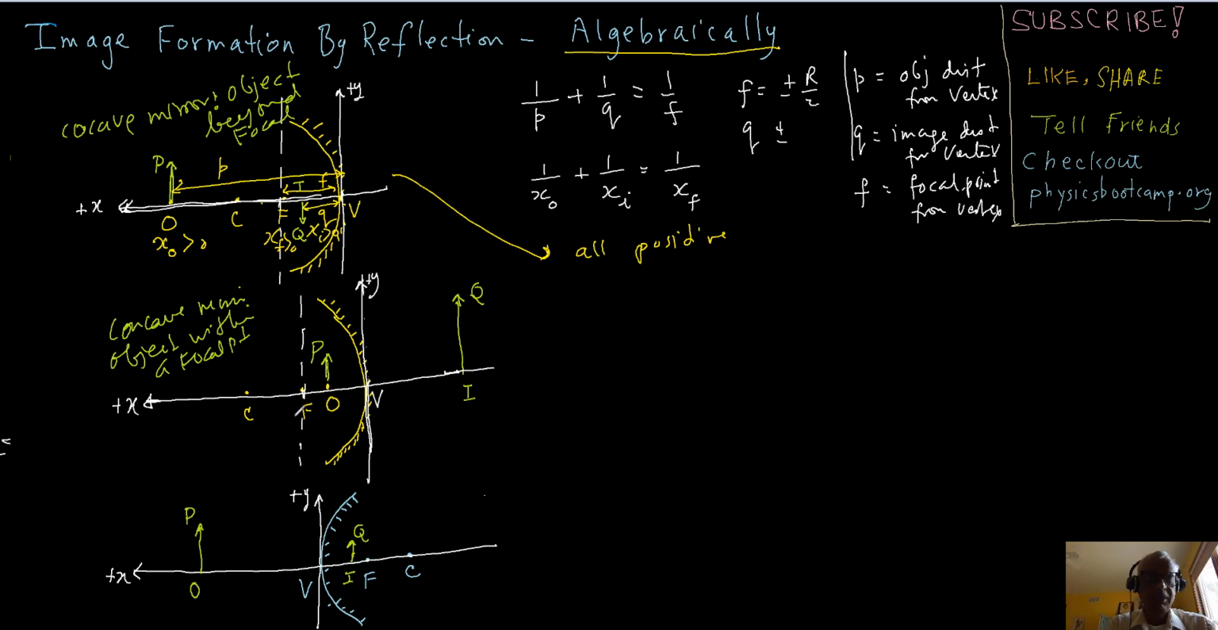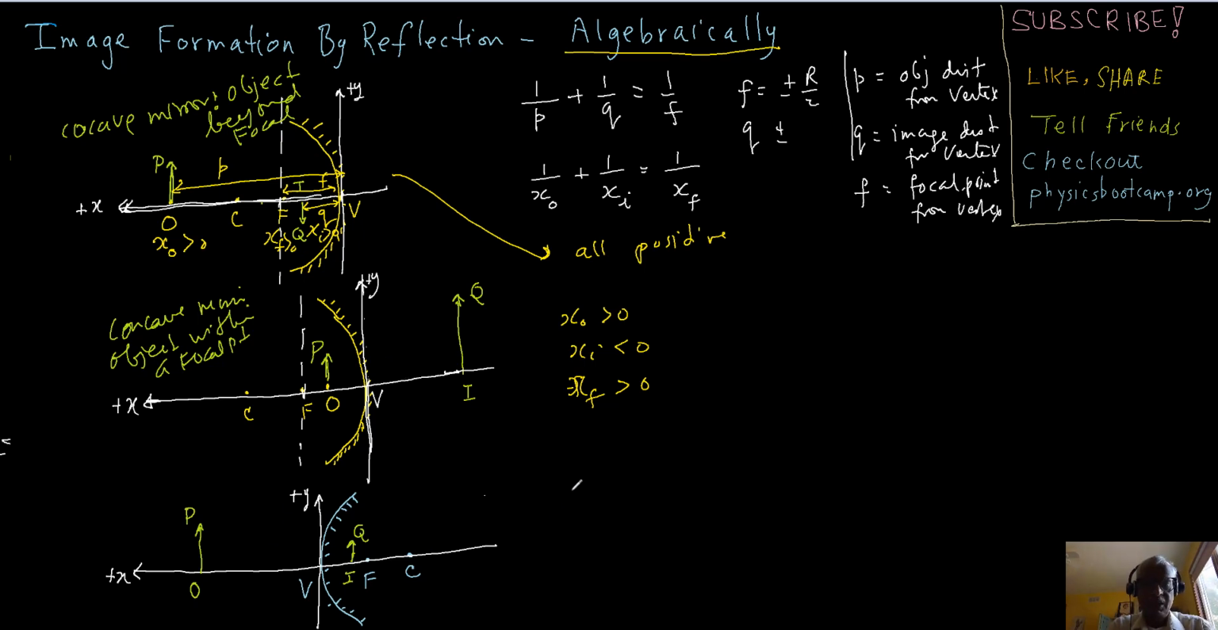In this case, you look at this: XO is positive, but XI is on the negative, so it's negative, and XF is positive. So this is the sign convention. When you find something like this, you know you are on the other side. The image is on the other side.